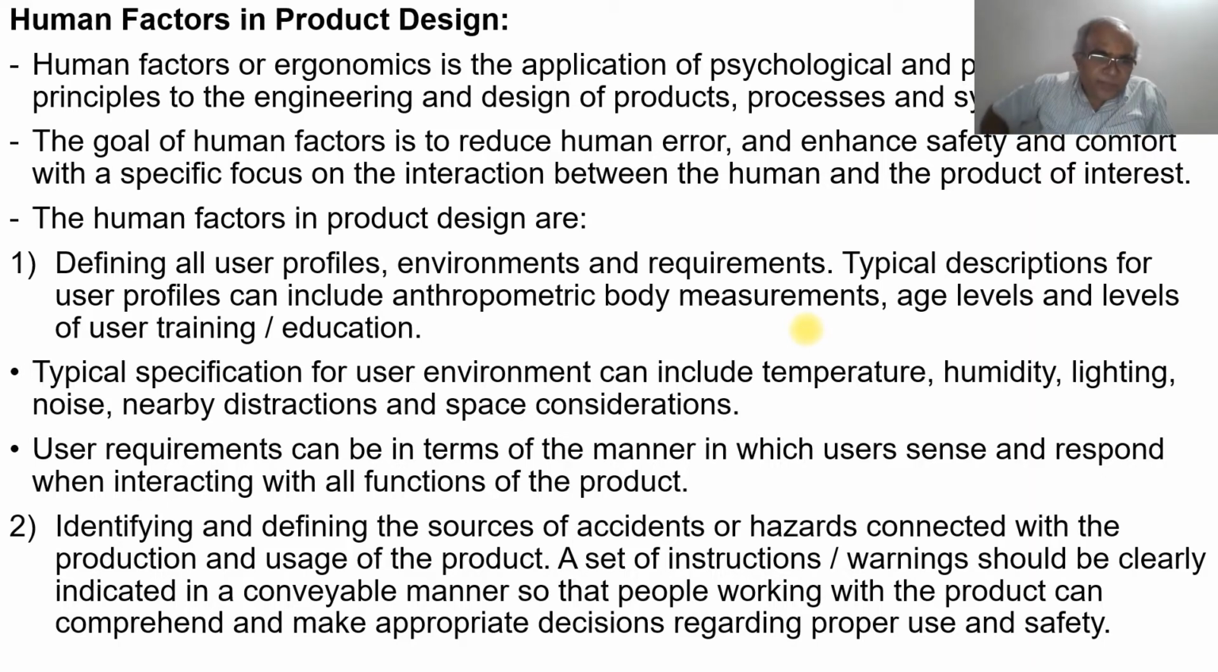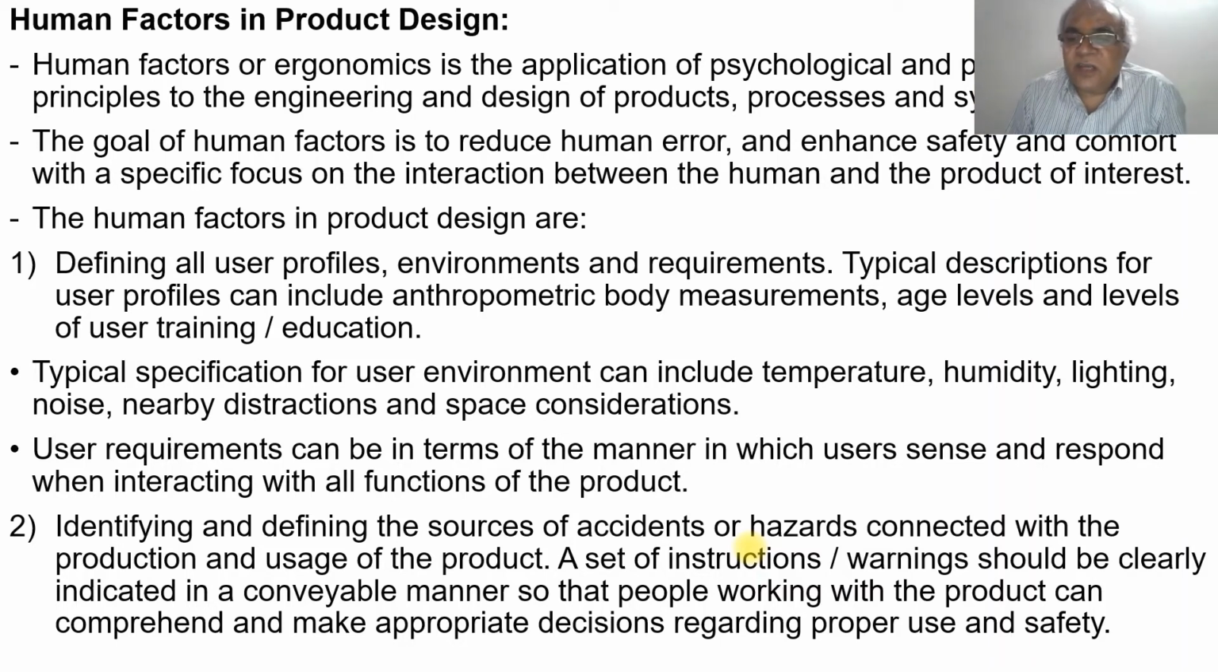Then the second point is identifying and defining the sources of accidents or hazards connected with the production and usage of the product. So is there any criticality, any possibility of accidents or hazards connected with the production and usage of the product? That means, are there any non-safety measures in the product development stage where you might commit a mistake, so accidents might happen? All those things have to be taken care of.